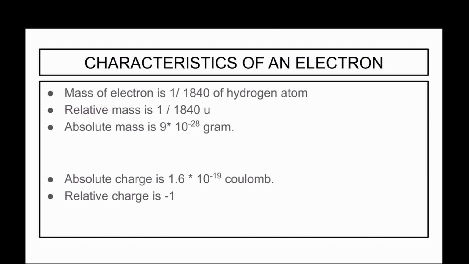Children, this is how the electron was discovered by J.J. Thomson, and its characteristics were known by the series of experiments which were conducted by him.